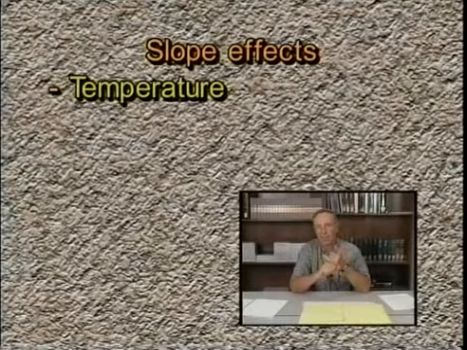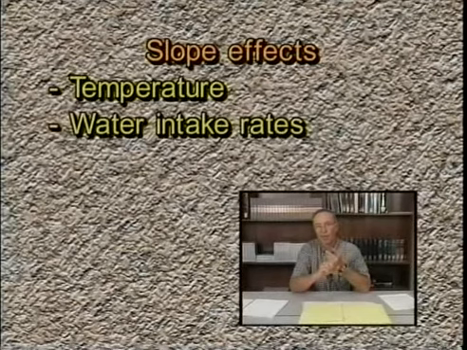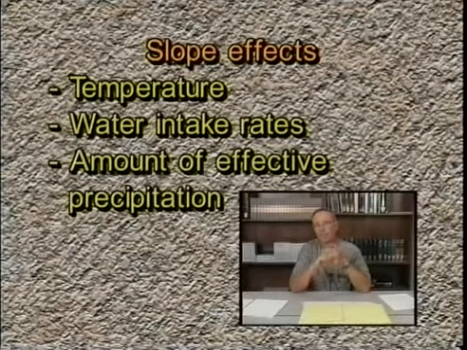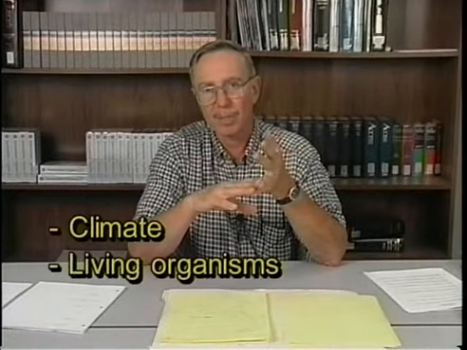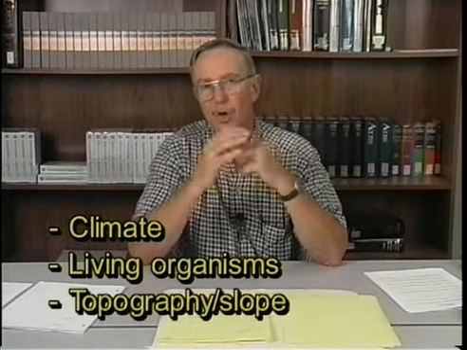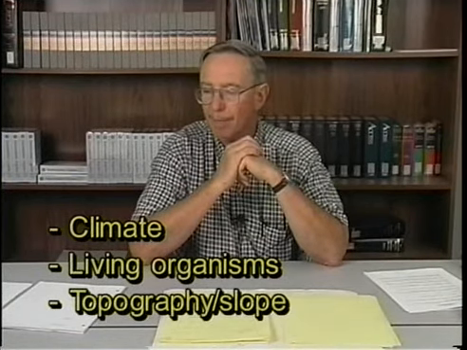A certain portion of that will likely not be taken in by that soil and will run off at some point in time. So slope modifies the rate of soil formation and development due to the effect it has on temperature, due to the effect it has on intake rates for water, and the amount of effective precipitation we have to promote the physical and chemical weathering processes at that location. So far we've discussed the effect of climate, the effect of living organisms, and the effect of topography or slope on soil formation and development.